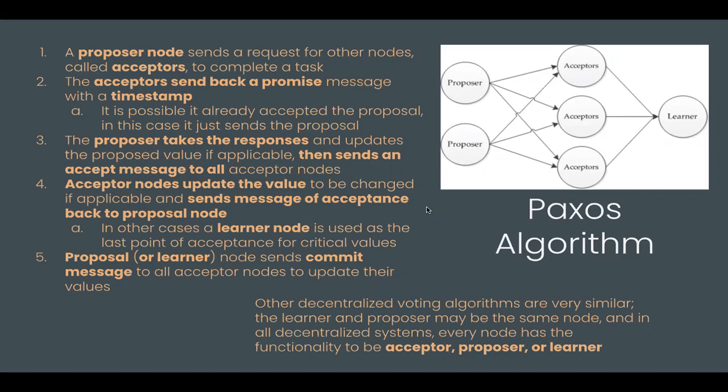The proposer takes these responses and updates the proposed value if applicable, then sends an accept message to all acceptor nodes. The acceptor nodes then update the value to be changed if applicable, and send the message of acceptance back to the proposer. In other cases, a learner is used as the last point of acceptance for critical values. The proposer or learner node sends commit messages to all the acceptor nodes to update their values thereafter. Other decentralized voting algorithms are very similar to this.